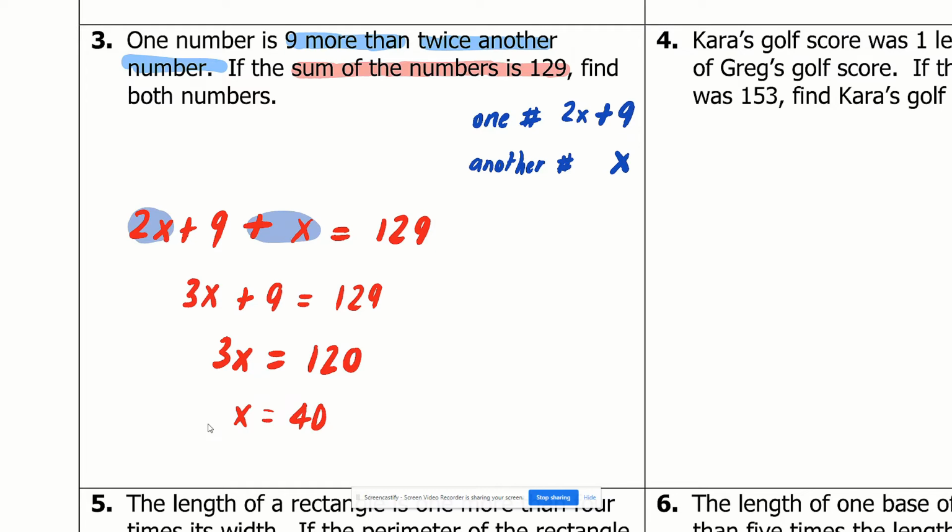So, another number is 40. How do I find one number? So I say plug it in. Plug it in. Very good. So 2 times 40, 80 plus 9. So one number was 89, and the other number was 40. Does that make sense?